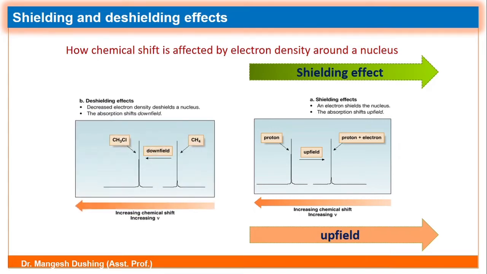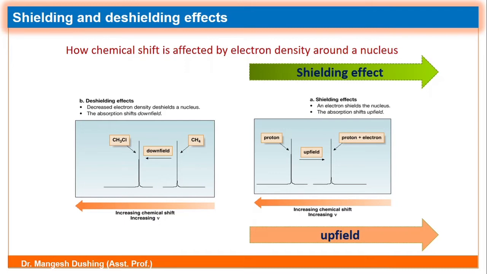While in de-shielding, what will happen? It decreases the density of the electrons around the nucleus, because there is an electronegative atom. So minus I effect or minus R effect. So what will happen? The peak shifts towards the left hand side. On the left hand side, the magnetic field is small. It requires a small magnetic field to excite. Right. So this is called de-shielding, because there are fewer electrons. Electron density is less around those protons. So there will be de-shielding.